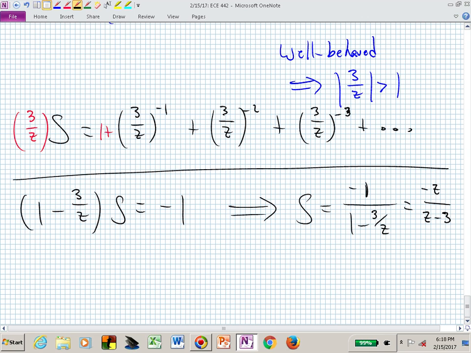And where did I want that z to be defined? For what values of z is this expression well behaved? Or is the transform bounded? Bounded when 3 over z was bigger than 1, or this now says that I need, if I multiply through by z, I need the absolute value of z less than 3. It's now inside a disk bounded on the perimeter by 3.